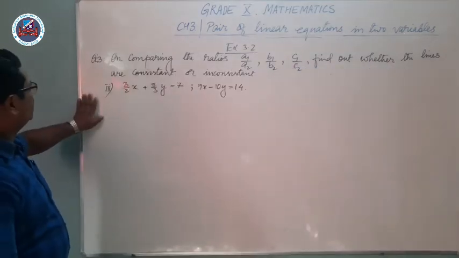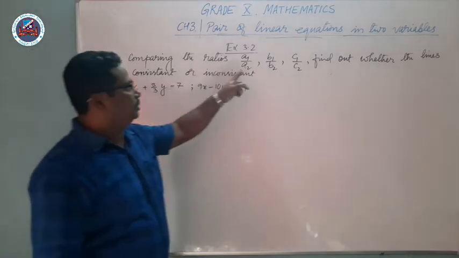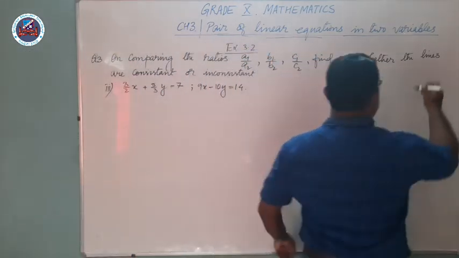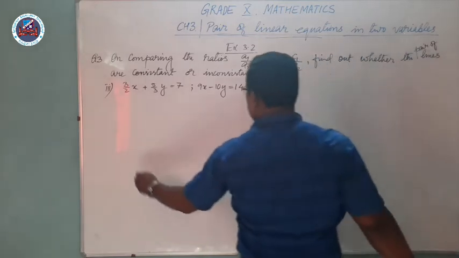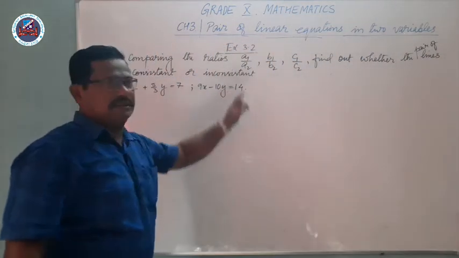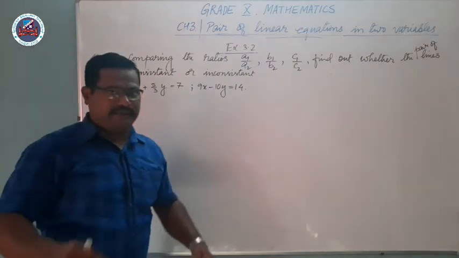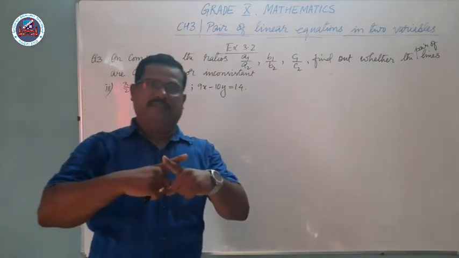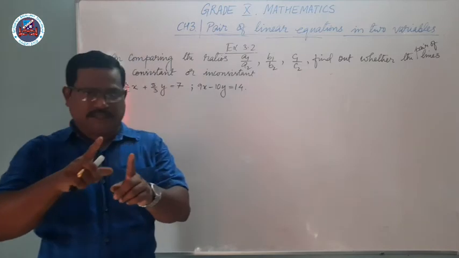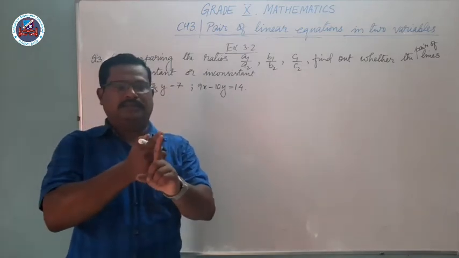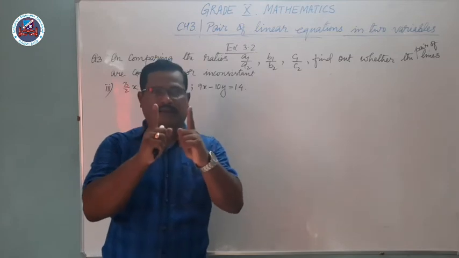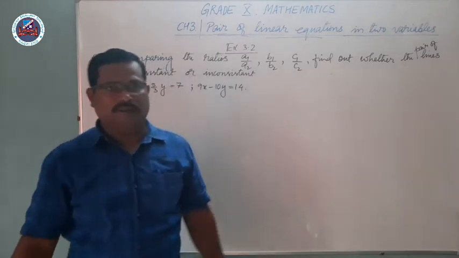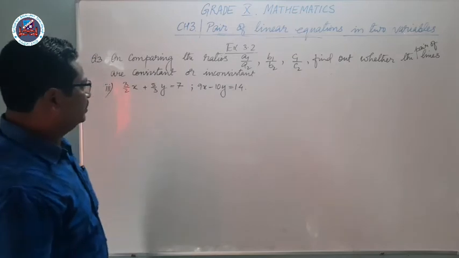Here also in this third question, on comparing the ratios, find out whether the pair of lines are consistent or inconsistent. If you get a unique solution, it's consistent. If you get many solutions, one above the other, the two lines are coinciding, then it is consistent. But if the lines are parallel like this, then they are not consistent. So that only you have to check here also.